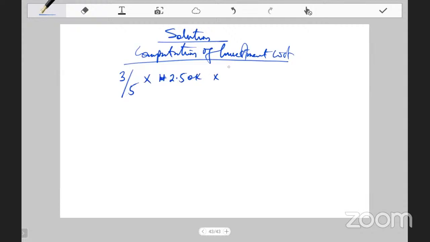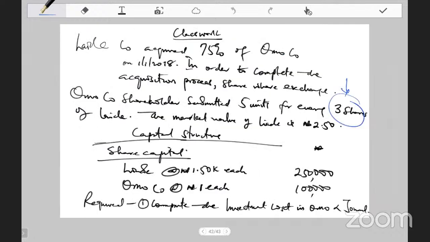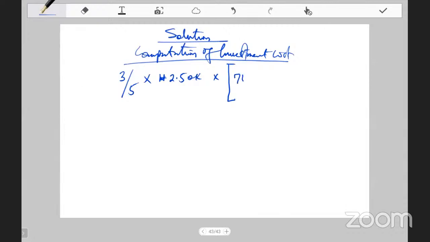Now, they didn't tell us the units of shares, but they told us the percentage holding. He is buying 75% out of the total units of shares owned by Omo, and Omo shares are 1 naira per share. So to get that, I'm going to have 75% times 100,000 units of shares. So my answer is 3 over 5 times 2 naira 50 kobo, then times 75,000 units.